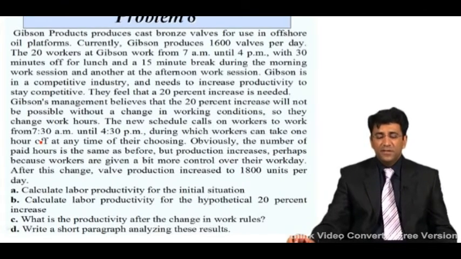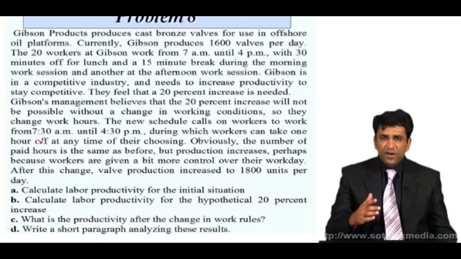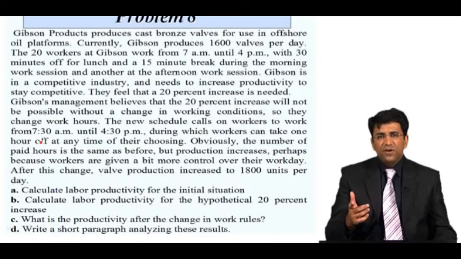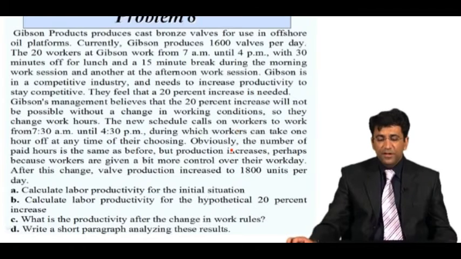Now students, what happened here? The management changed the working rules. They gave the autonomy to the workers that they can spend 1 hour of working at their own discretion, whether they come late for 1 hour, or leave early 1 hour, or take the 1 hour break in between, but they will have to again work for 8 hours. Now by changing these rules, the production level increased to 1800 units per day, which was initially 1600 units or valves per day.